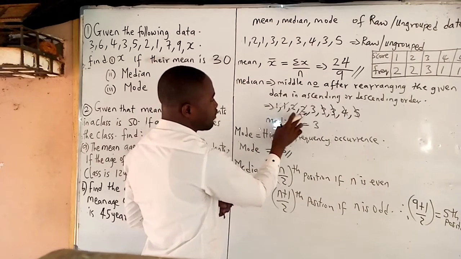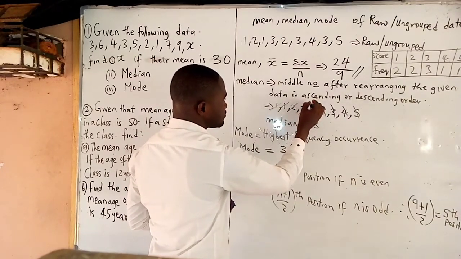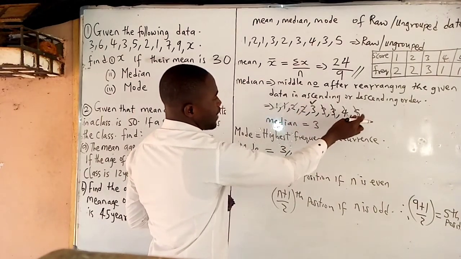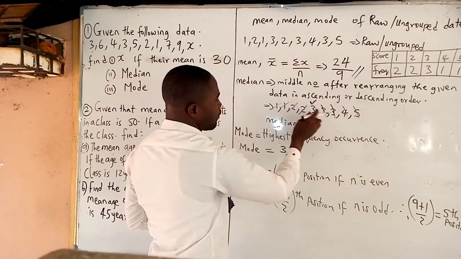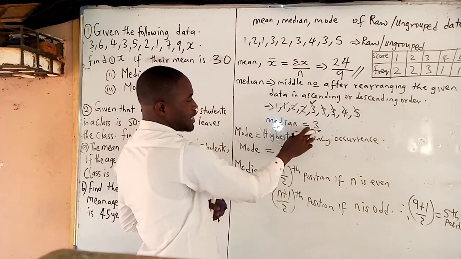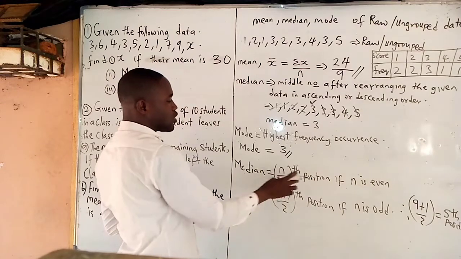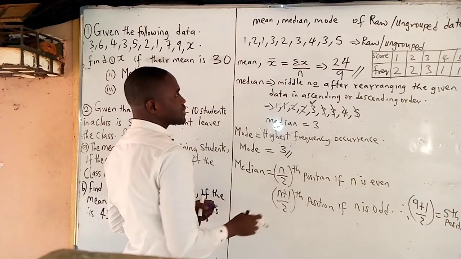1, 2, 3, 4, 5. It falls here. If I count from the back, 1, 2, 3, 4, 5, it's still the same. That is another way of getting your median. So you can use this formula as the case may be.